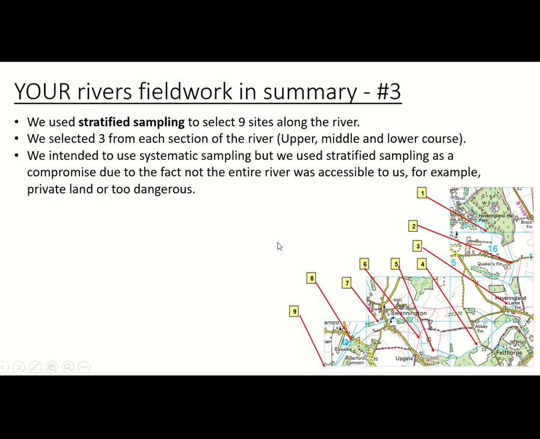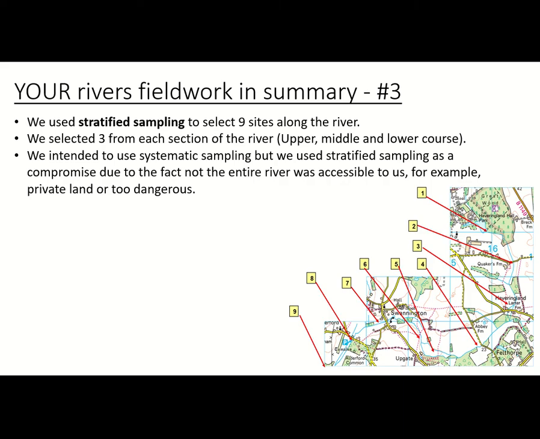But we can't use systematic sampling for the Swannington Beck. The reason we can't is because we can't get to all those areas. We don't own the land. It's not accessible, maybe. It might be in the middle of a wood or behind barbed wire. So as a result of it being either not accessible, private land, or too dangerous, we couldn't use systematic sampling. Stratified suited us better.